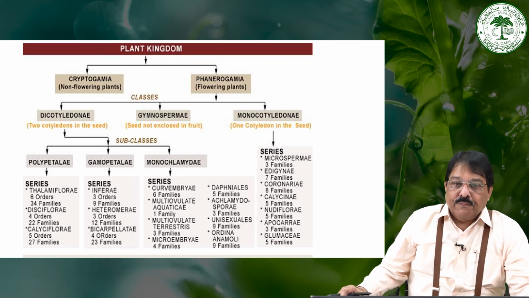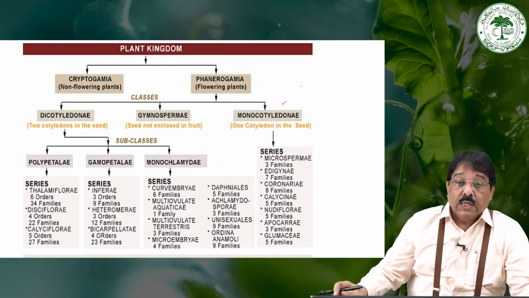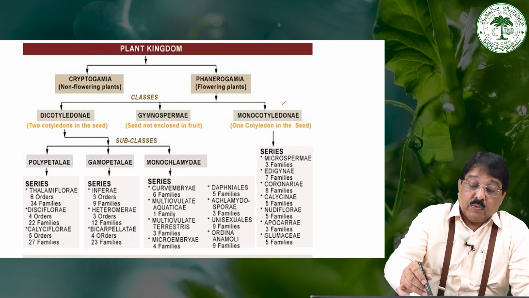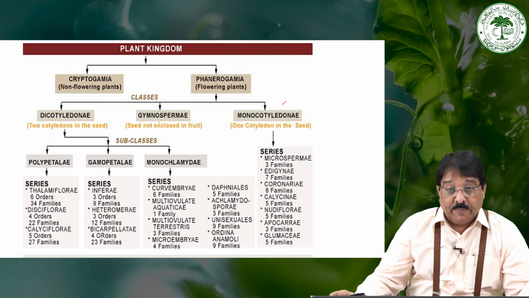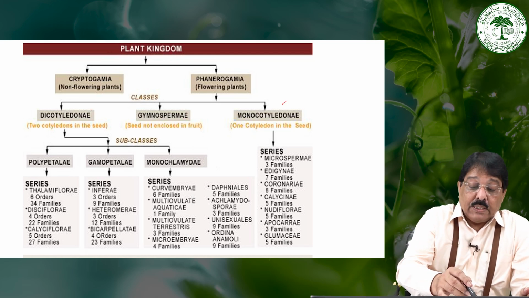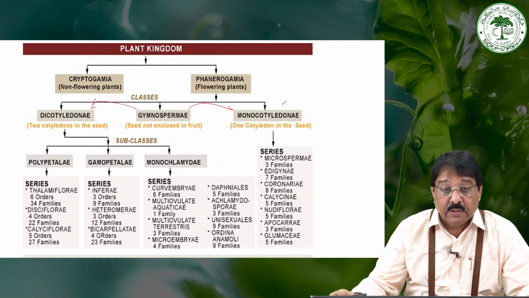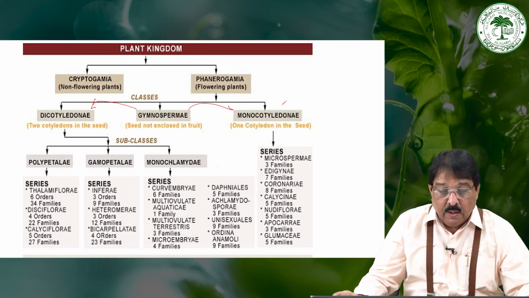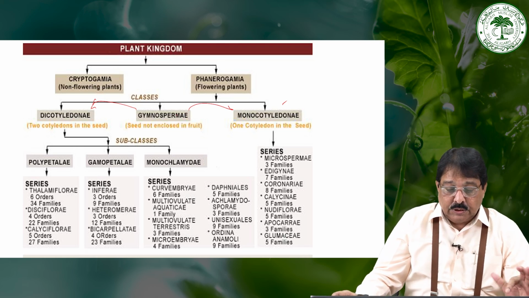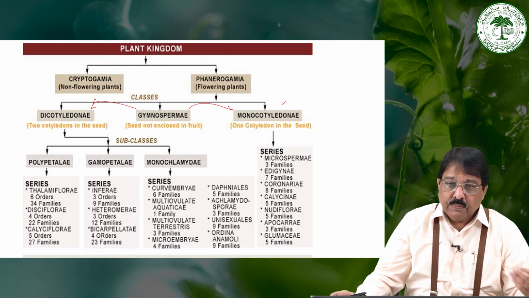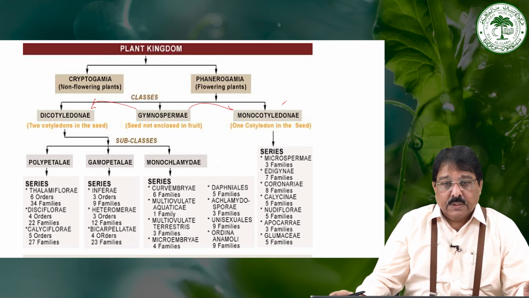plants. And the phanerogams is further divided into three classes: dicotyledons, then monocotyledons, and in between the dicot and monocot, there is the gymnosperm. Though the gymnosperm doesn't have any correlation either with the monocot or with the dicot, it has been placed in the middle of the dicot and monocot. This is one of the demerits of the system. We will discuss it later.